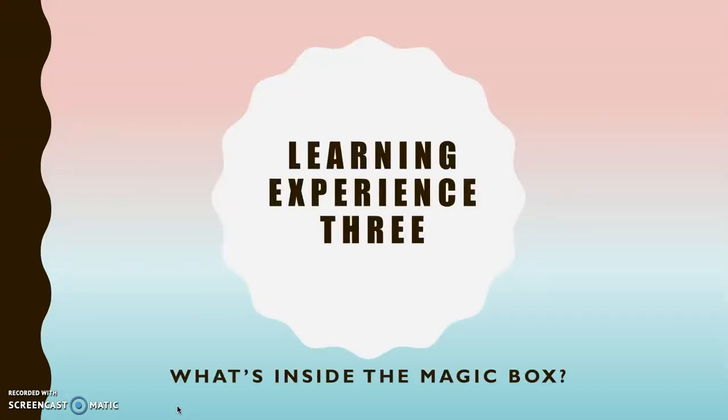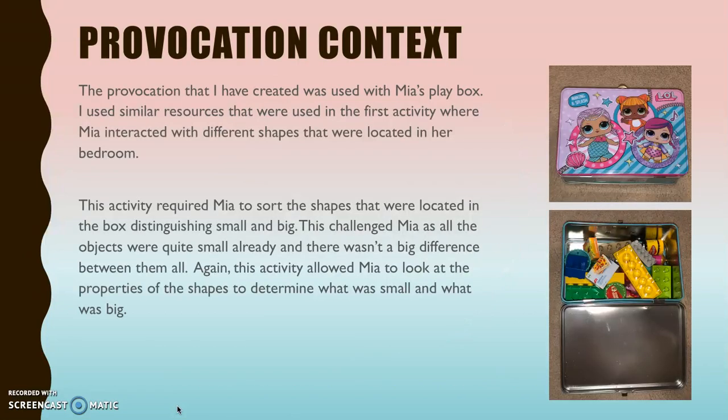So for learning experience 3, we said what's inside the magic box. For the provocation context, I've used again Maya's toys that were used in her bedroom. I felt like she connected well with the resources that she was already familiar with, so this is why I've used these resources. In this box, it's kind of similar to the first activity, but I've just added a couple more things in that are a little bit harder, where she can't distinguish such a shape as such.